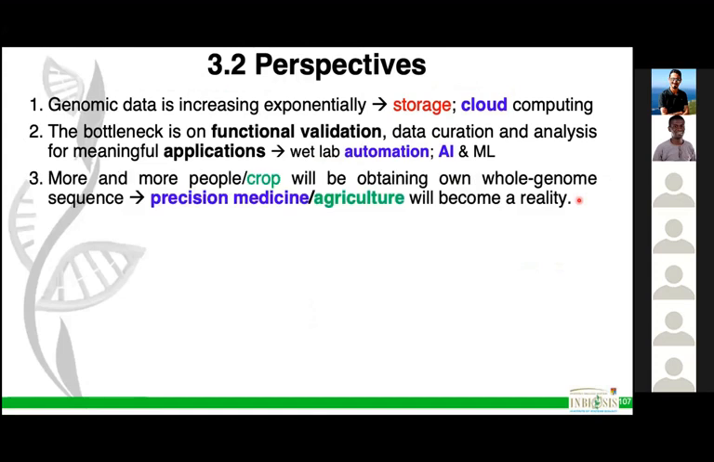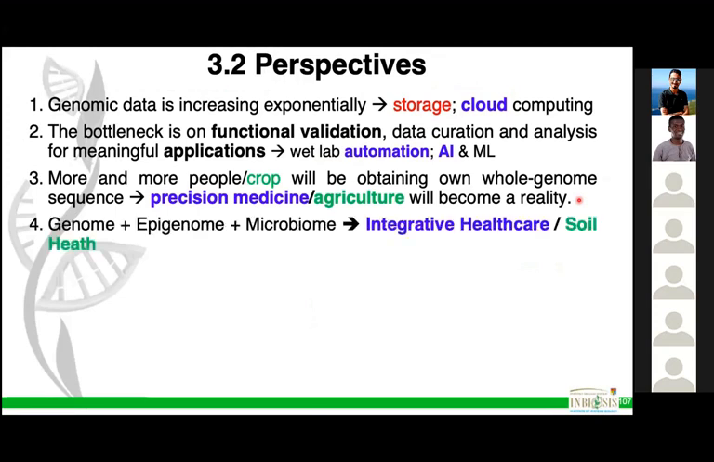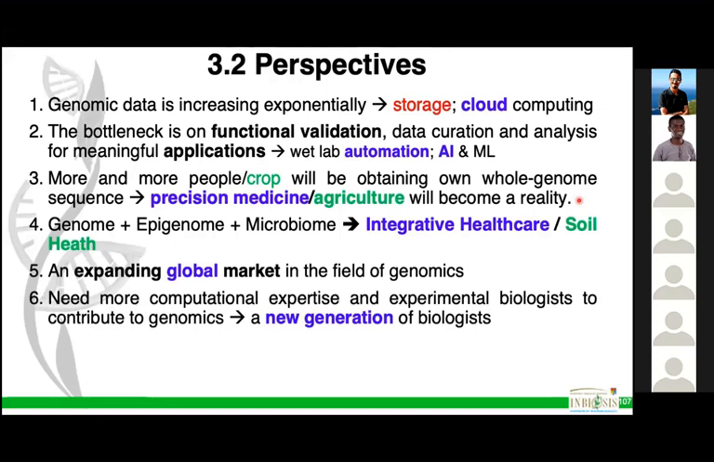More and more people and crops will be obtaining whole genome sequences. This allows precision medicine for humans, and precision agriculture will become a reality. When genome is combined with epigenome and microbiome, you get integrative healthcare or soil health. And there's an expanding global market for the field of genomics. With this, we need a new generation of biologists with computational expertise and experimental skills.